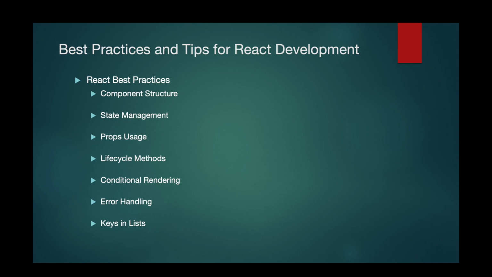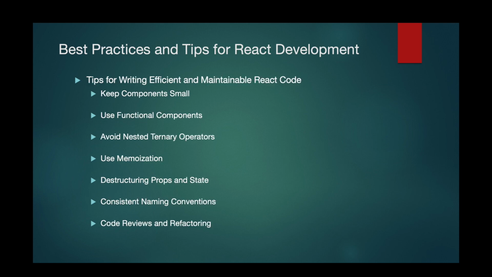Keys in lists. Always provide a unique key prop to elements in a list to help React identify which items have changed, added, or removed, improving rendering performance. Now let's go over some tips for writing efficient and maintainable React code. Keep your components small. Break down complex UIs into smaller reusable components to improve code readability and maintainability.